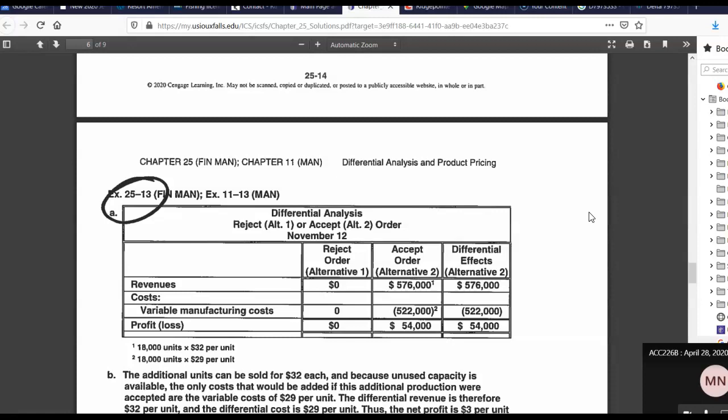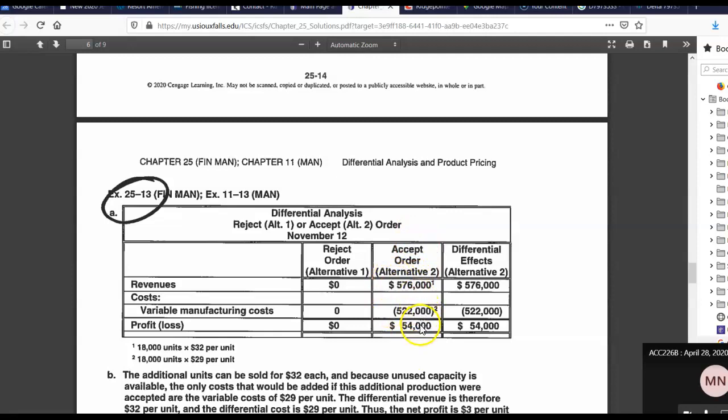What one needs to remember is in number 13, and they don't have it in number 13, but you just have to see it, they don't talk about any fixed overhead, any fixed costs. Why? Because those fixed costs are going to be there whether we do nothing or we accept it. It's like discontinuing a product. It doesn't matter, it's going to be there regardless.